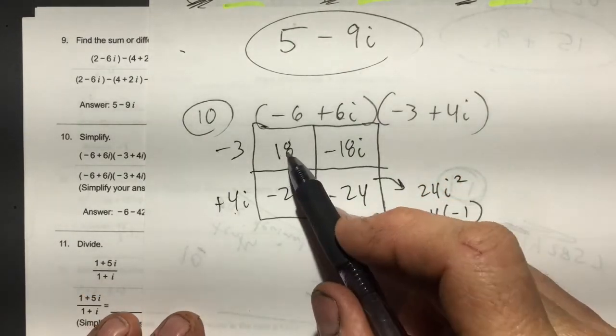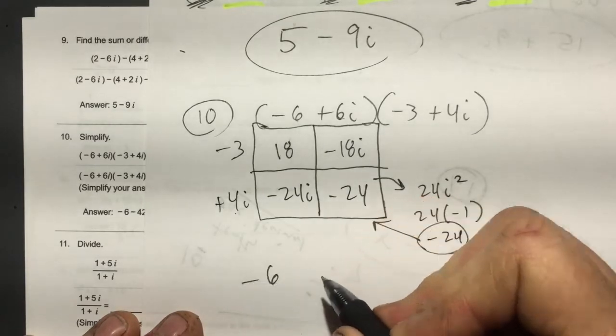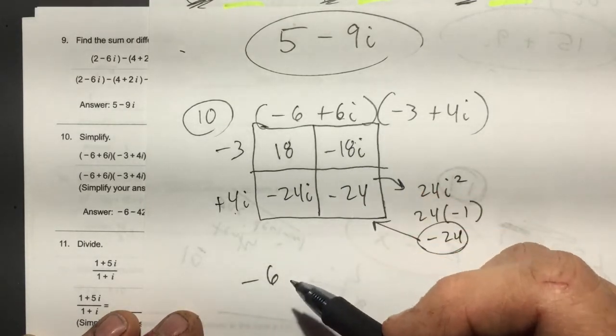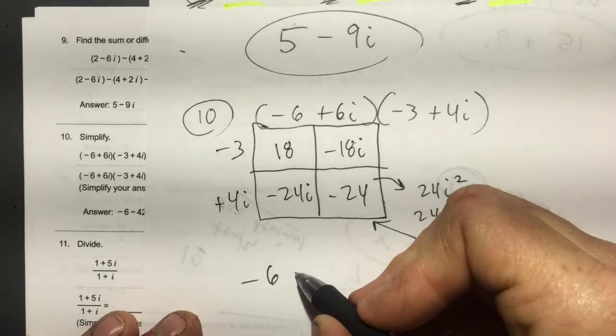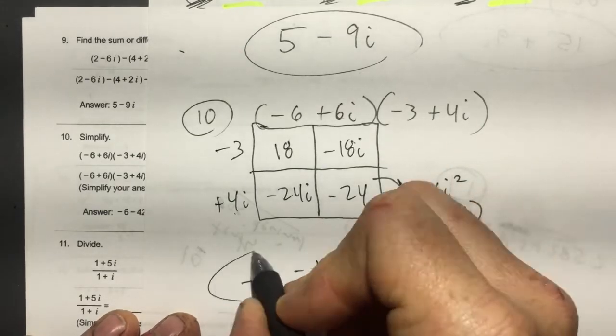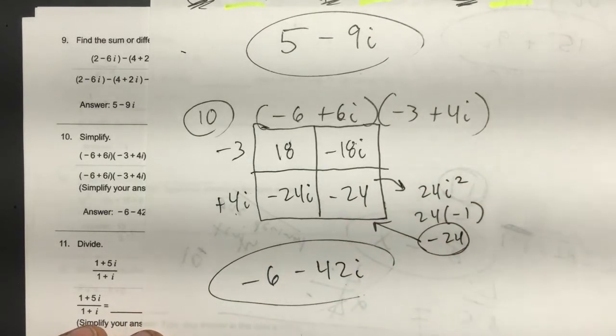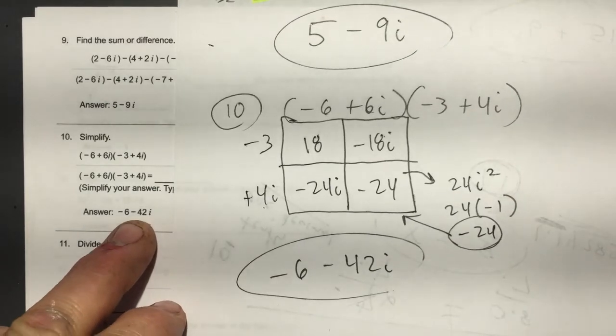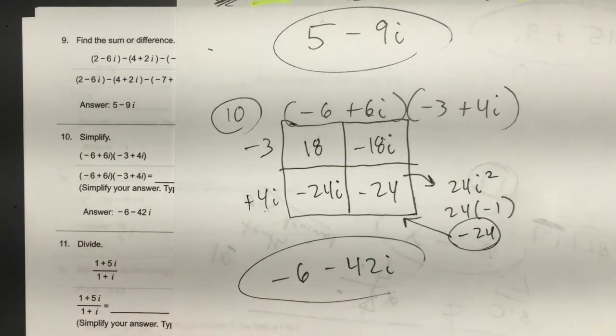Okay, and now 18 plus negative 24 is negative 6. Negative 18i plus negative 24i is negative 42i. And that should be my answer right there. And I think that's what we got. We're in good shape. Okay.